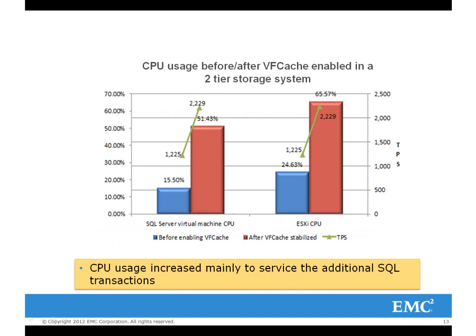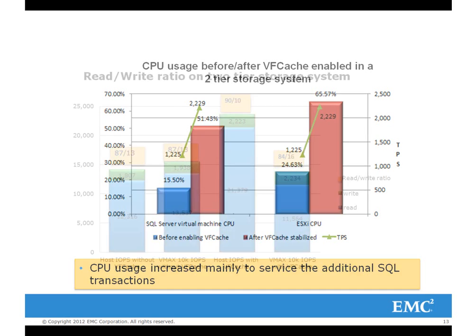Adding VFCache to a two-tier storage system with storage bottleneck increased the total number of SQL Server transactions that can be handled by the host. The increased host CPU usage came from the additional SQL Server transaction workload rather than servicing of VFCache itself. Compared with the same SQL Server transaction level supported by optimized storage with no VFCache, the CPU usage was similar or less in this case.